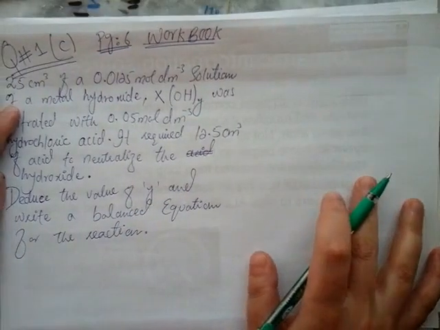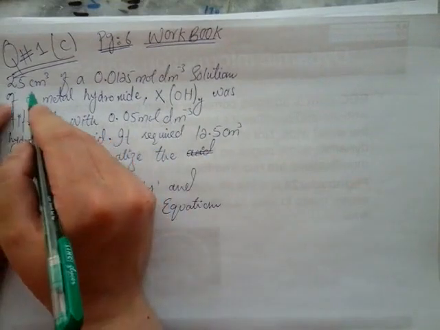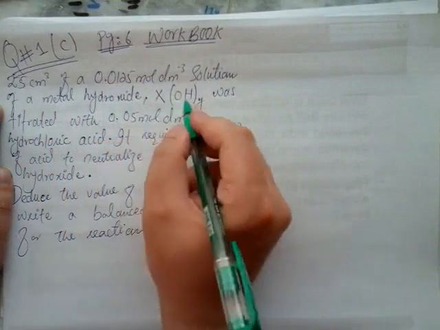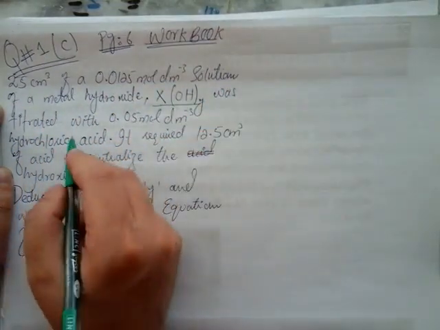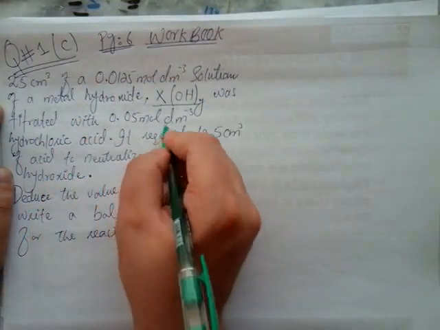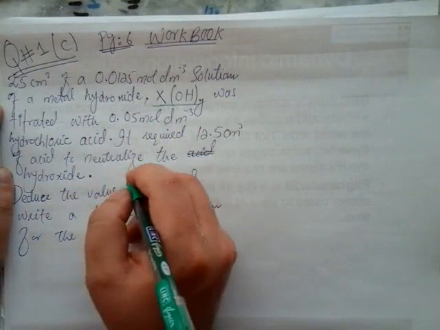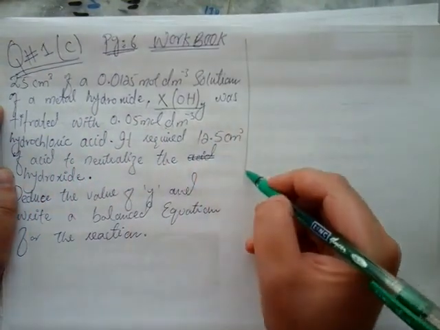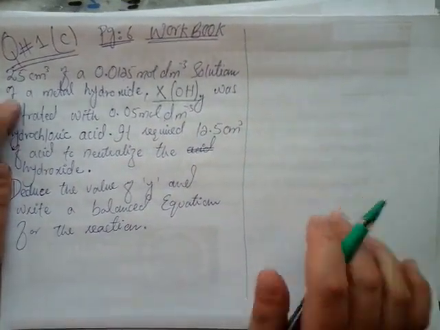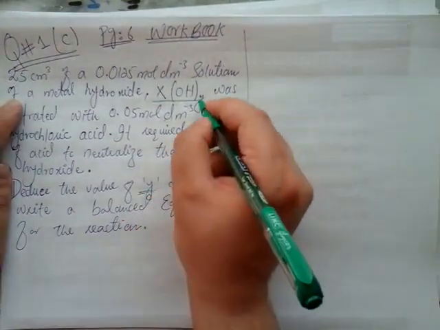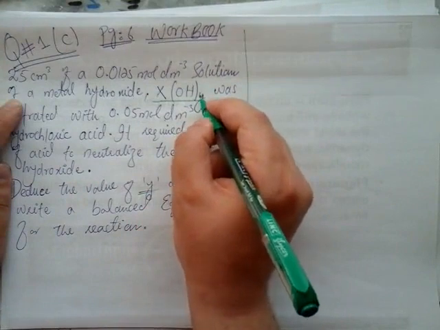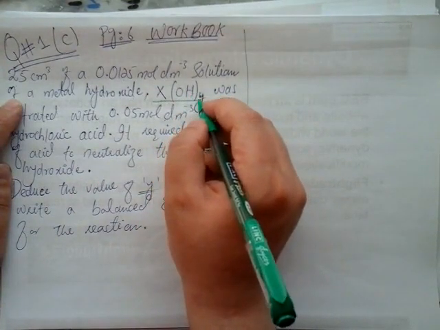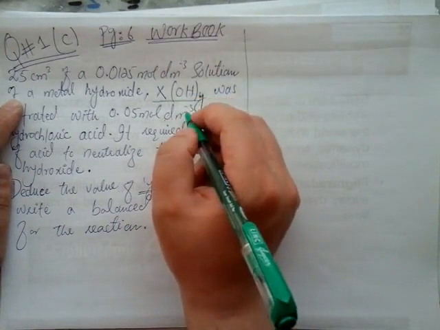The same way, there is a question that 25 centimeter cube of 0.02125 mole per decimeter cube solution of a metal hydroxide was titrated with 0.04 mole per decimeter cube of hydrochloric acid. It required 12.5 centimeter cube of acid to neutralize the hydroxide. So we need to find the value of Y here. We need to find the number of atoms of oxygen and hydrogen. Y means number of atoms of hydrogen and oxygen.